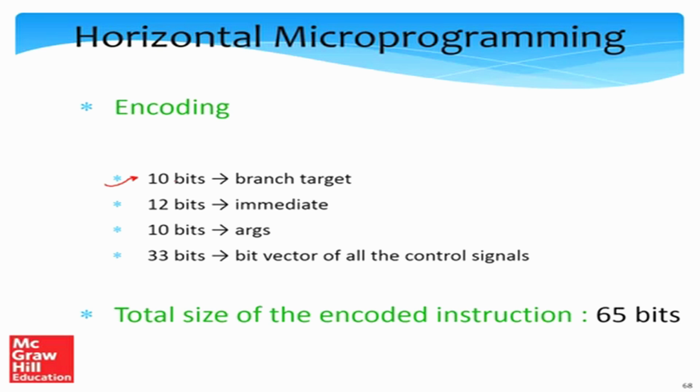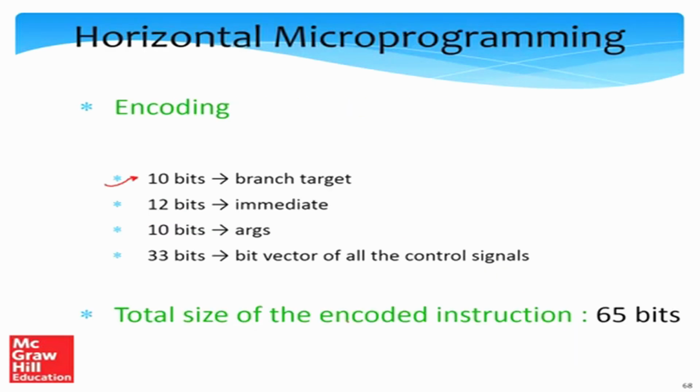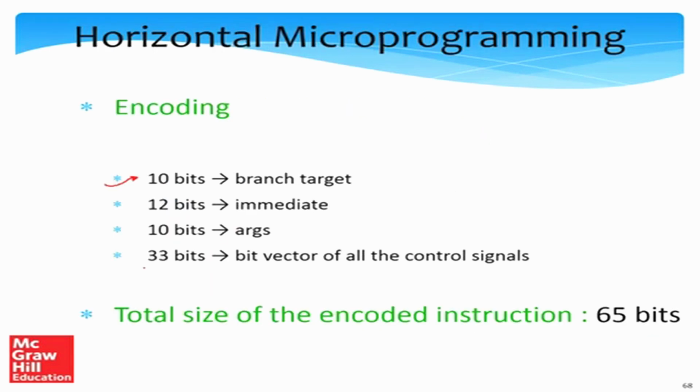We'll have 12 bits for the micro immediate, 10 bits for the argument, same format as this, 3 bits for unit ID, 7 bits for operation code. In addition, instead of having these other fields like type of instruction, source, these 3 fields, we'll get rid of this. Instead, we will have 33 bits, a bit vector that encodes all the control signals.